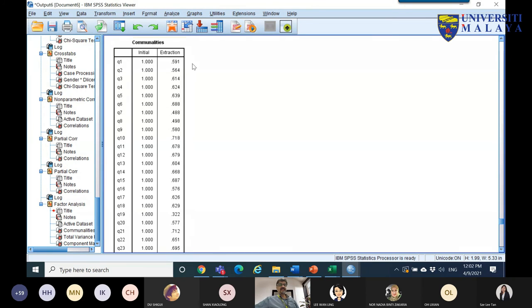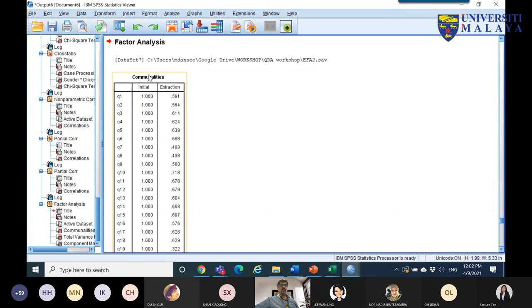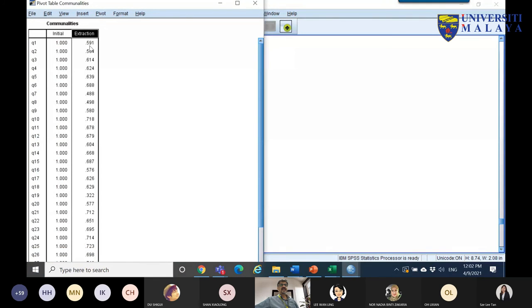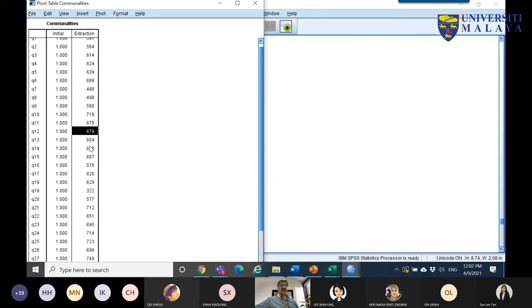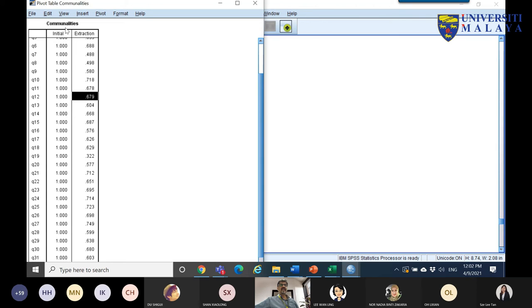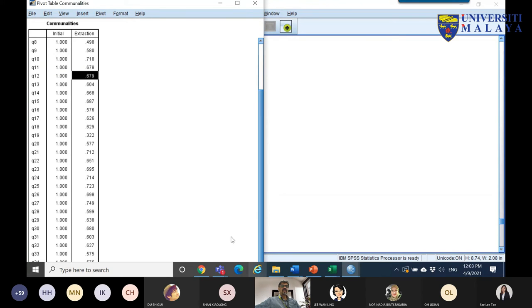At the initial step, SPSS and this algorithm assume that all the items are equal. Their weightage are equal. But during the extraction, each item's contribution can be different from others. If any item has low contribution, which we call communalities, the amount of the shared variance for each item, and this value is less than 0.3, we have to drop it. We do not need to include it in the factor analysis.